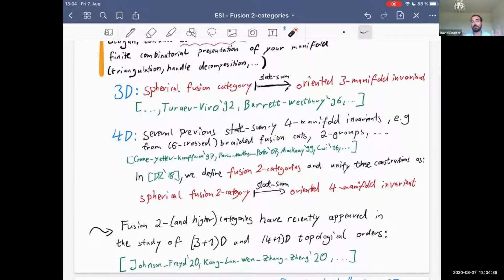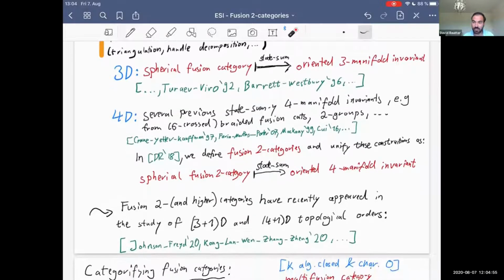What I want to talk about then in the next 45 minutes is maybe not the topological perspective, but really more the algebraic side. So how can we think about Fusion 2 categories? How are they similar to Fusion 1 categories? How are they different to Fusion 1 categories? How to work with them? And for that, let me go back and tell you how Fusion 2 categories are defined and how to work with them.